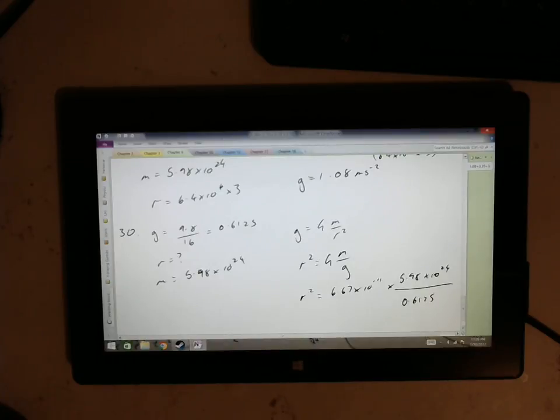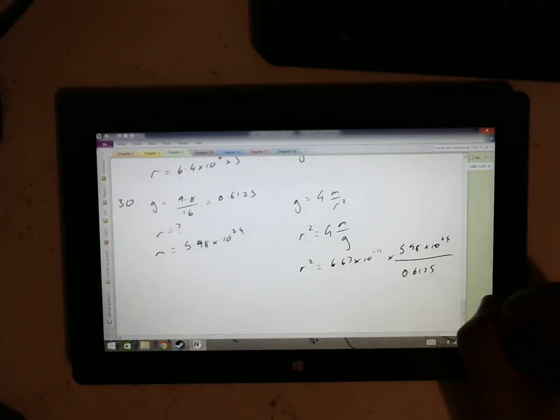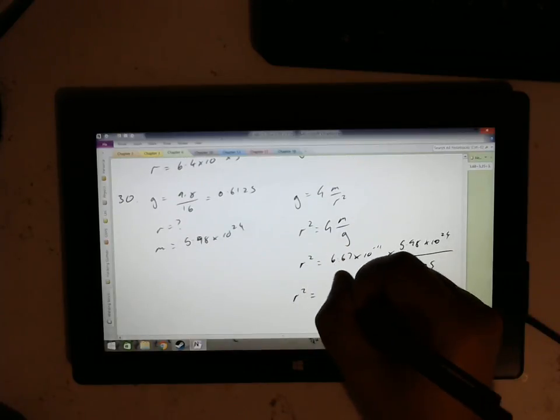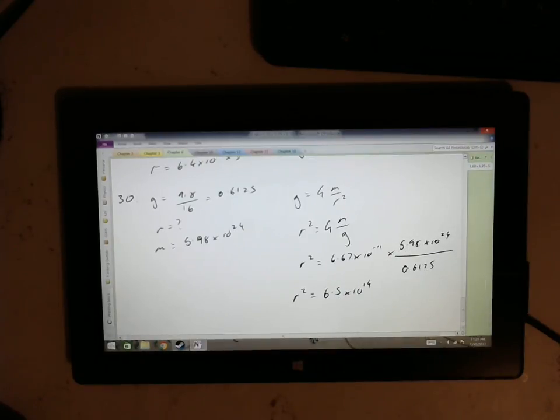So we should be expecting to have a pretty big distance here. 5.98 times 10 to the power of 24 divided by 0.6125 times 6.67 times 10 to the power of negative 11. Take the square root of that. R squared equals 6.5 times 10 to the 14. Square root that.